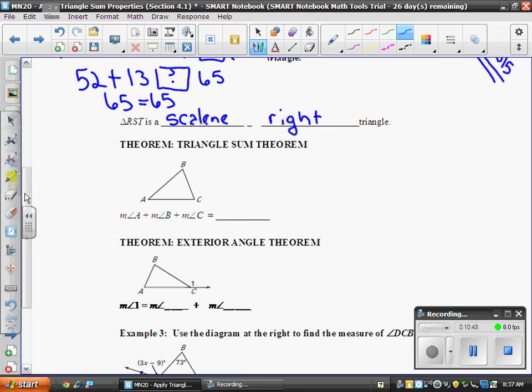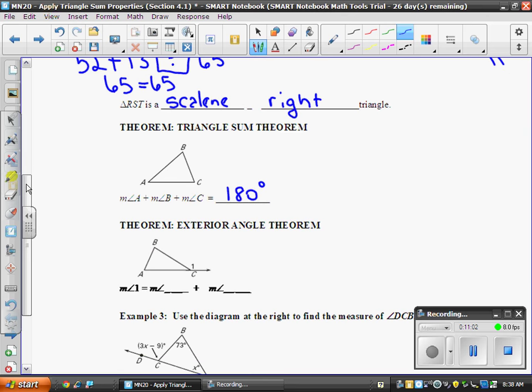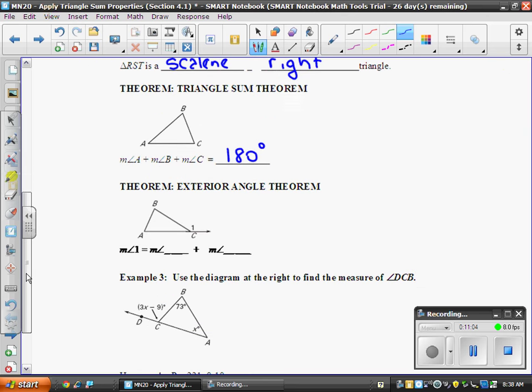So here we have a theorem called the triangle sum theorem, and you already very much know this. The measure of angle A plus the measure of angle B plus the measure of angle C, when you add all those up, does give you 180 degrees. You're probably rolling your eyes at me, but I want to make sure you realize it is a very proven theorem.